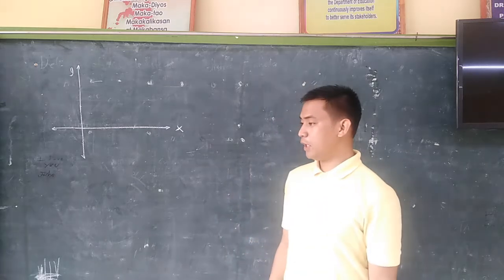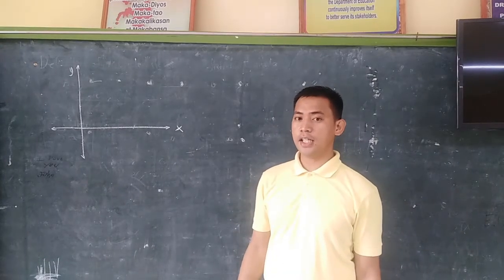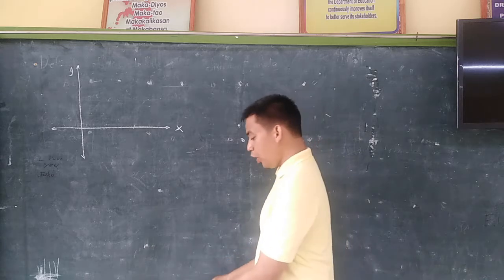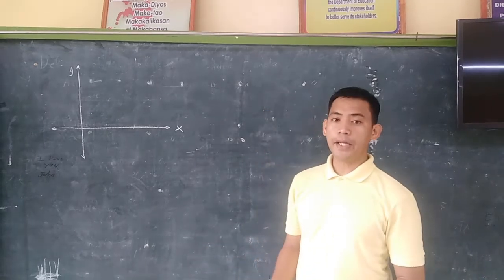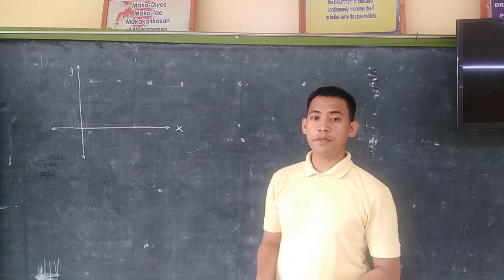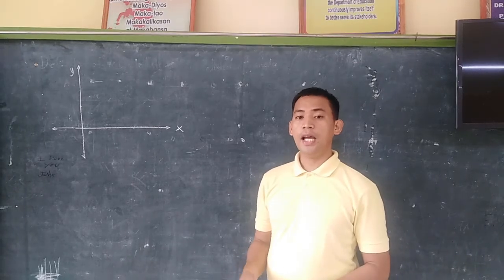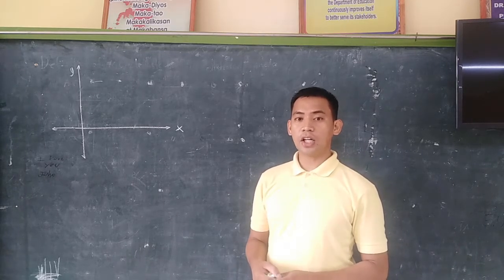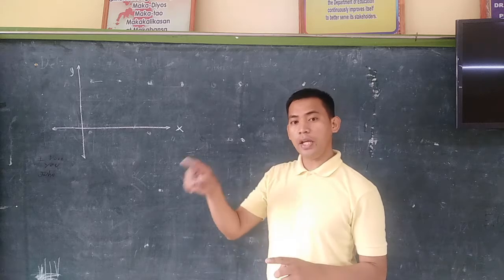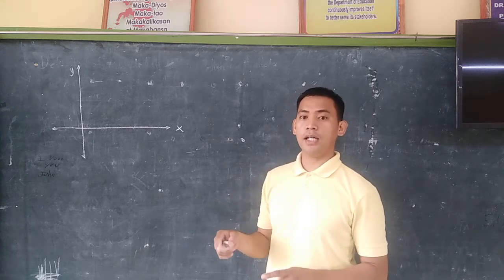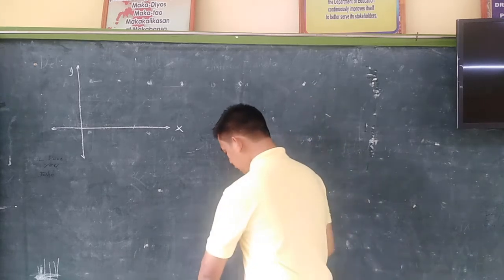So mabalik ta sa definition sa ato ang circle. It says that a circle consists of all points on a plane that are equidistant to a fixed point called the center, and the distance, the constant distance from the center to any point of the circle is called the radius. So ato siyang illustrate.